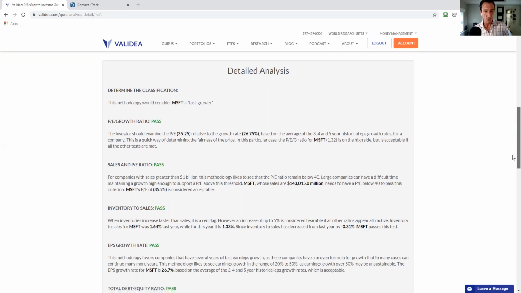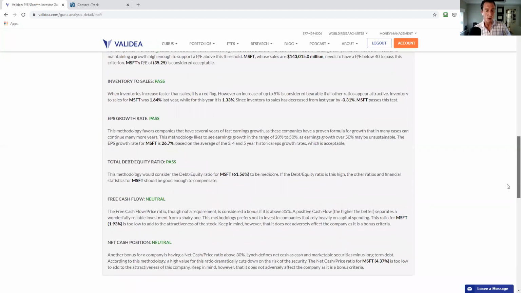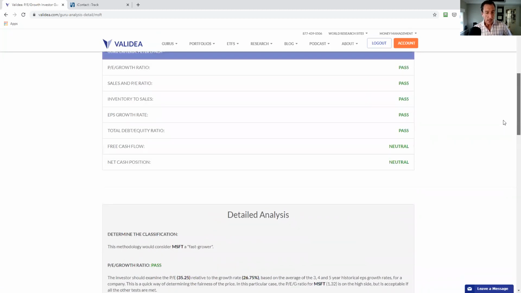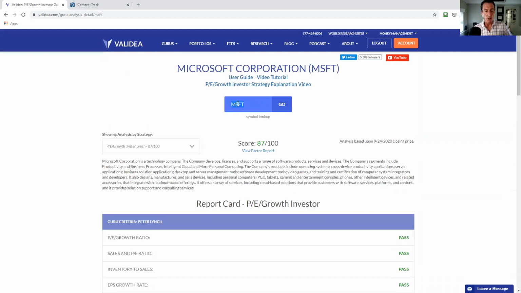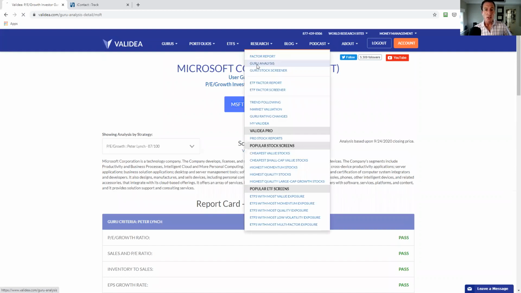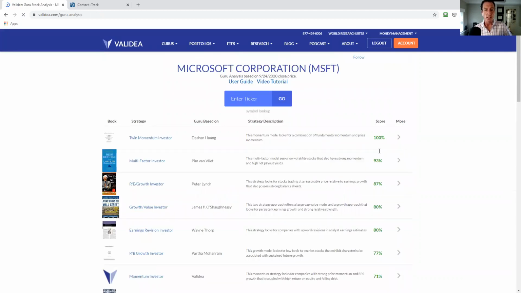It's looking at the sales and the PE ratio, inventory to sales, EPS growth rate, total debt to equity, and a whole bunch of other criteria. So the point, I think, is that for the stocks in your portfolio that you're interested in, you can come into this GURU analysis tool and see how they score according to one or many of the models we run. You may start to key in on a certain model or set of models that are more appealing or attractive to you, or maybe you understand a little bit more.